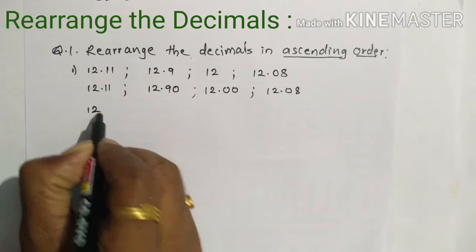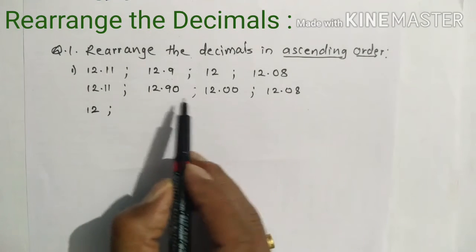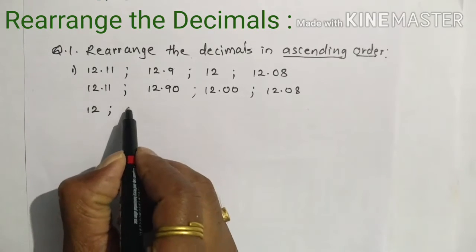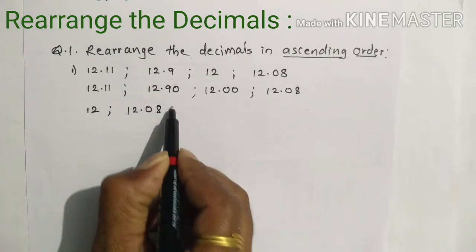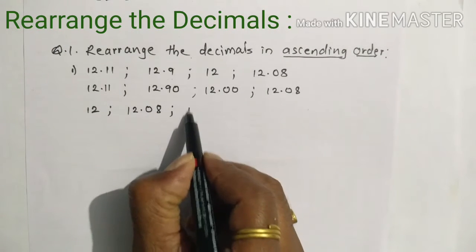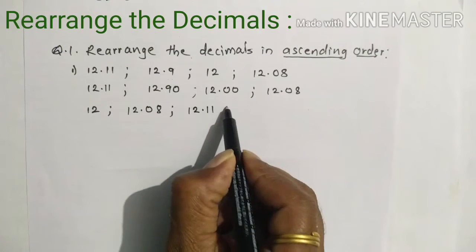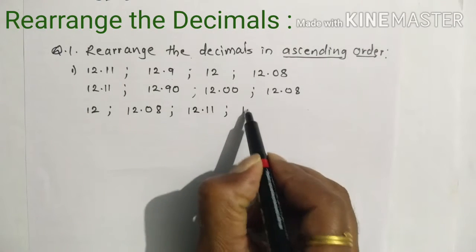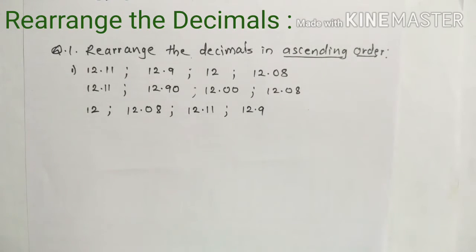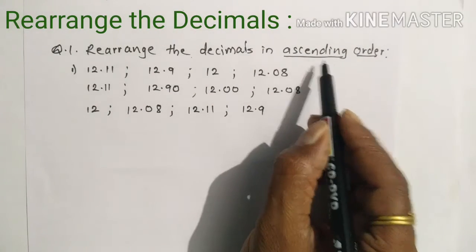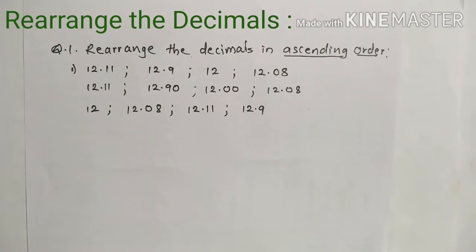Then 1208 means 12.08. Then 1211 means 12.11, and at last 1290 means 12.9. Like this we have to rearrange them in ascending order, and the same method will be followed in descending order.